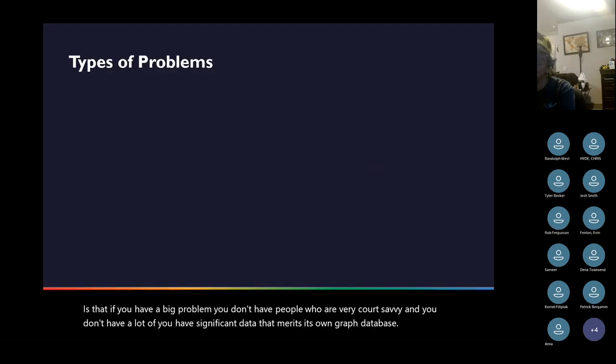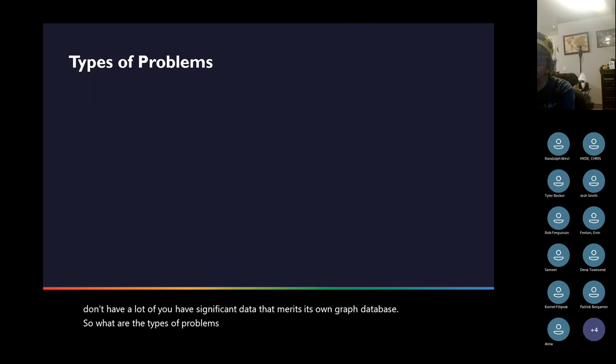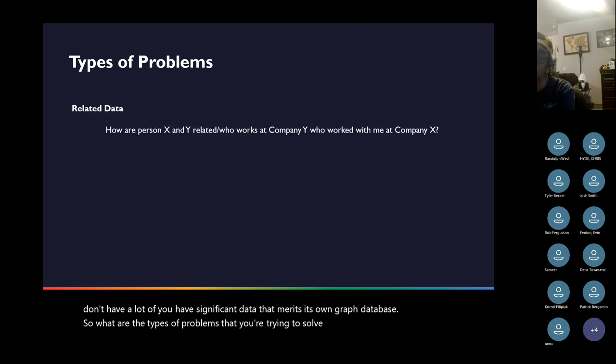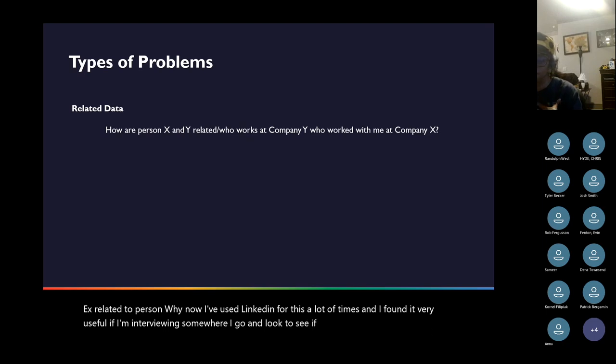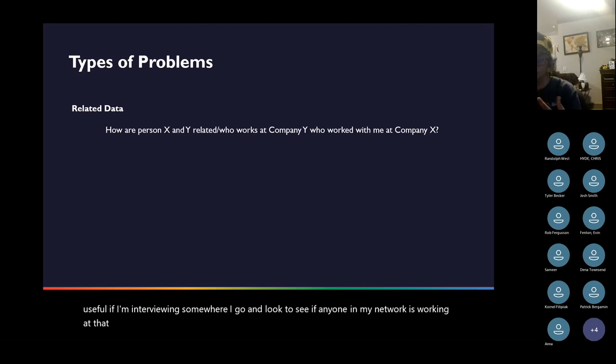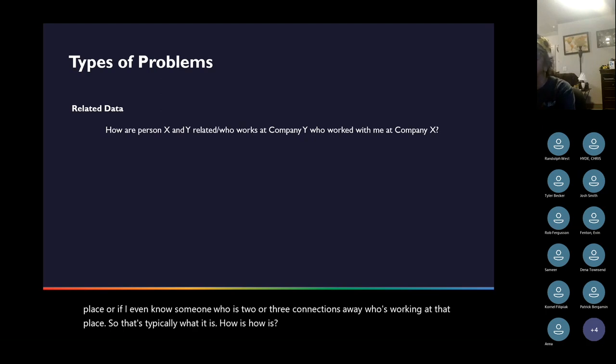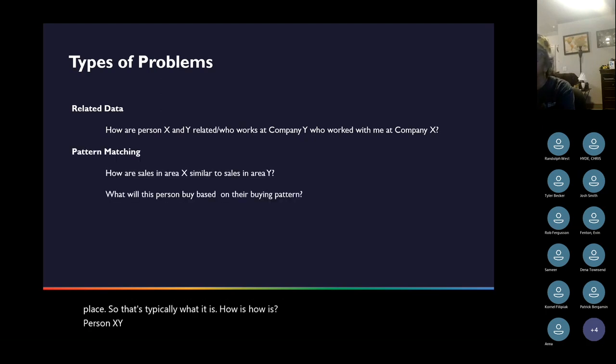So what are the types of problems that you're trying to solve with a specific graph implementation? Relationships: how is person X related to person Y? I've used LinkedIn for this a lot of times, and I found it very useful. If I'm interviewing somewhere, I go and look to see if anyone in my network is working at that place, or if I even know someone who's two or three connections away who's working at that place. So that's typically what it is: how are person X and Y related? Trying to solve that kind of problem.